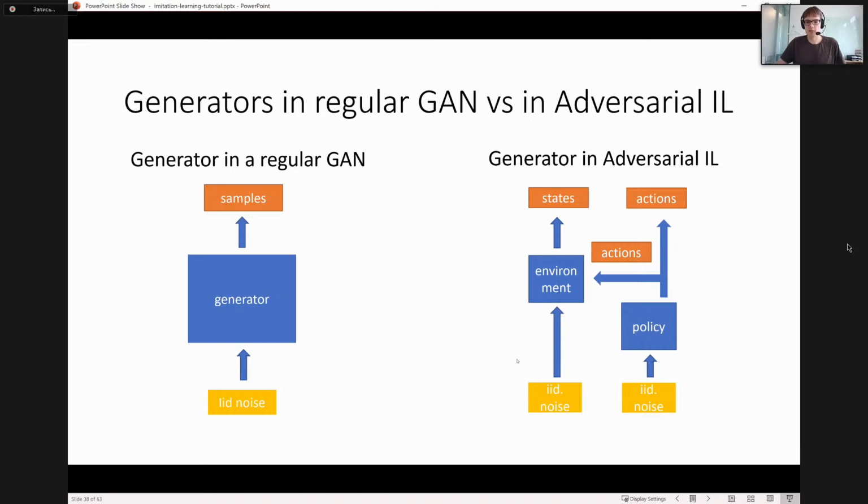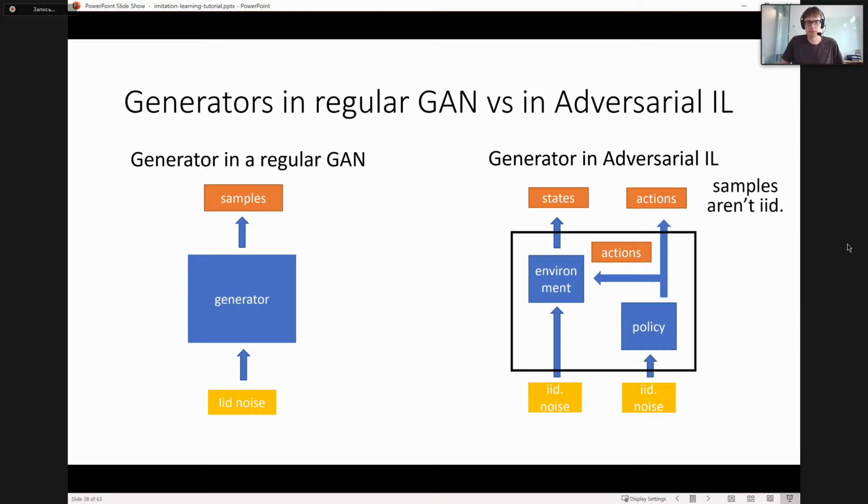And the environment can be stochastic as well. I can model stochasticity as a deterministic function. Any random variable I can write as a deterministic function of some noise, which comes from some simple distribution. So I have two sources of noise in this system: the noise that comes into the policy and the noise that goes into the environment. And the crucial difference between the right-hand side and the left-hand side is that the samples I'm getting are not independent identically distributed, because this environment has state.